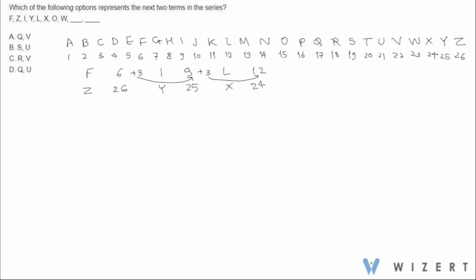So the next alternate letter, that is after X, we will have plus 3, which is 15. So the 15th letter is O, which is correct according to the pattern.